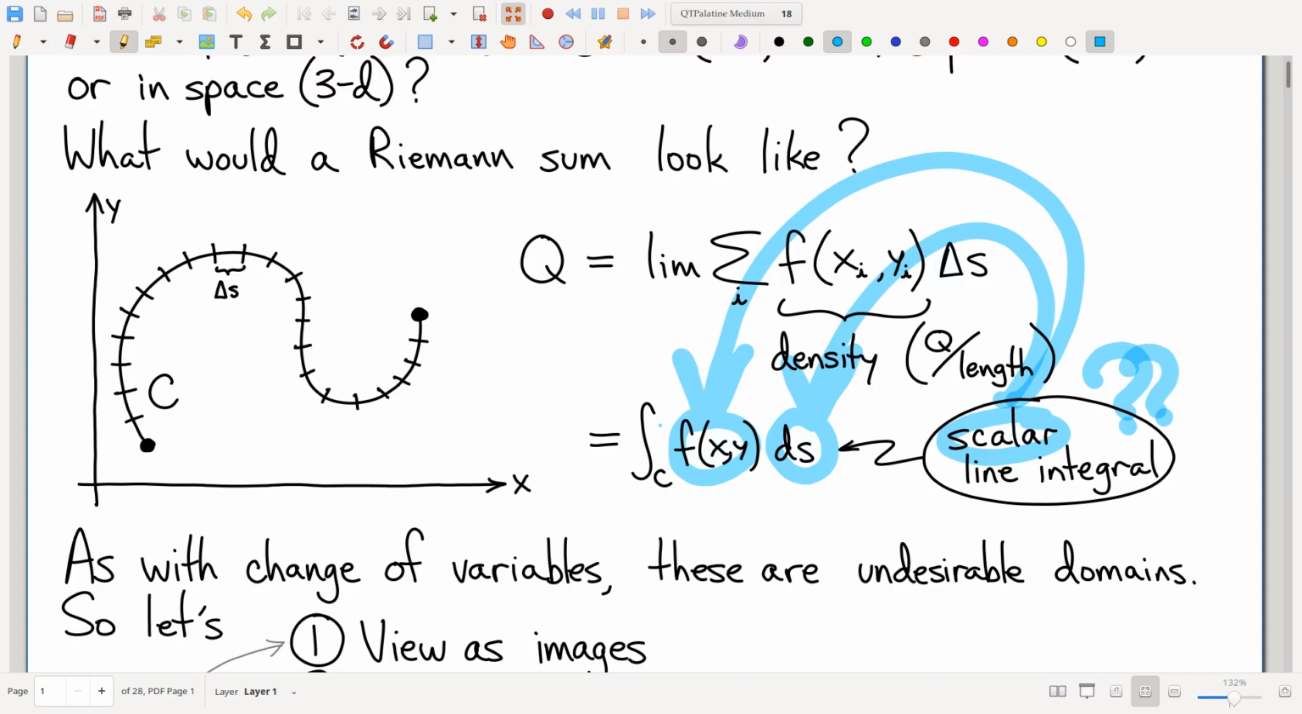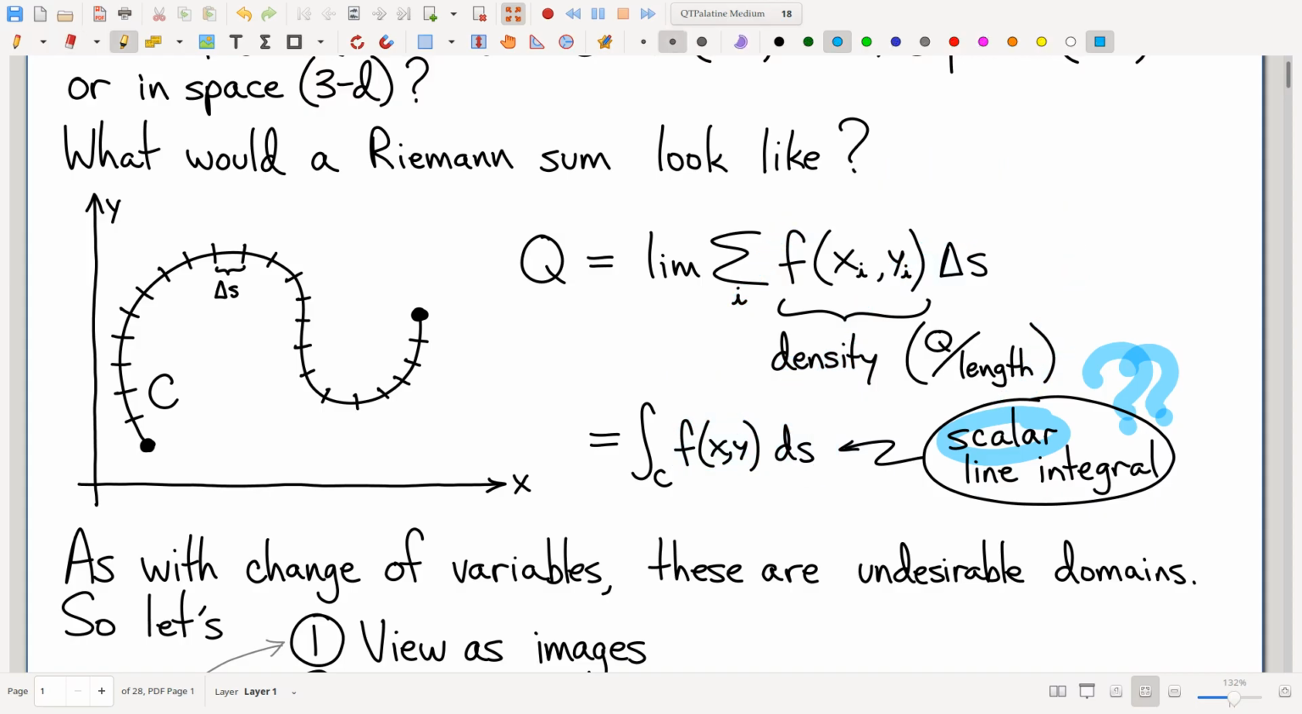So believe it or not, this other one that we're going to talk about next week involves vectors, not scalars. It's weird. It arises pretty naturally, as it turns out. But anyway, it's definitely a different construction. Okay, so we have to call this a scalar line integral to avoid confusion.